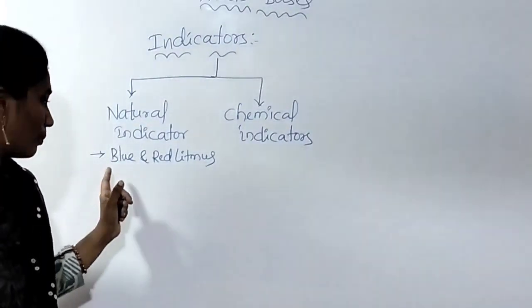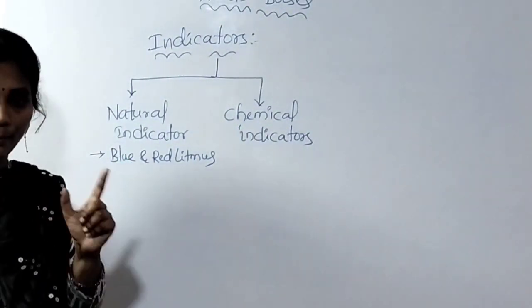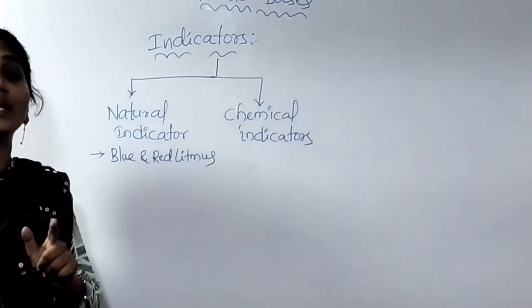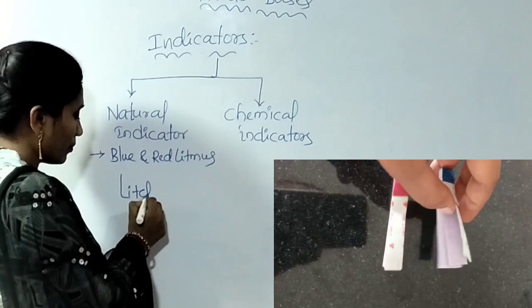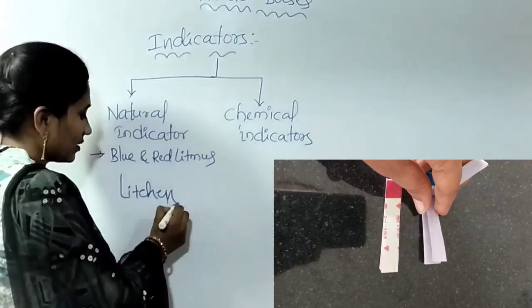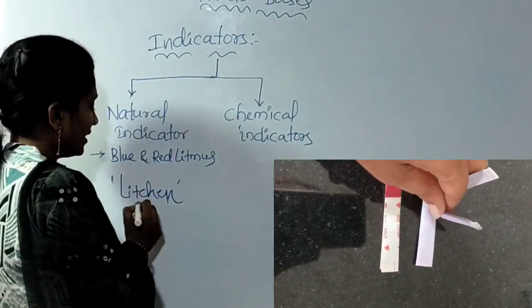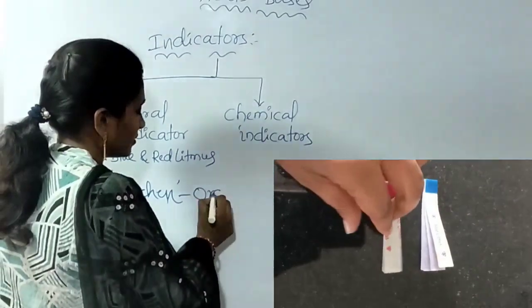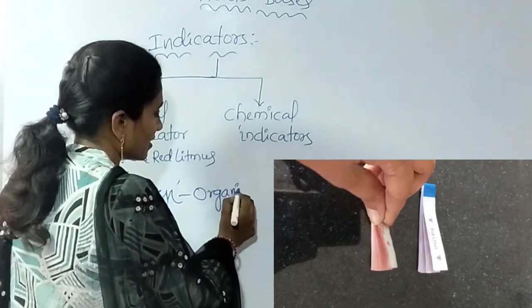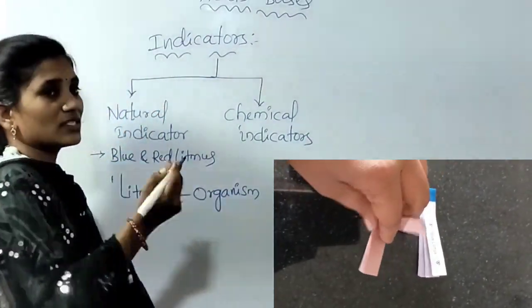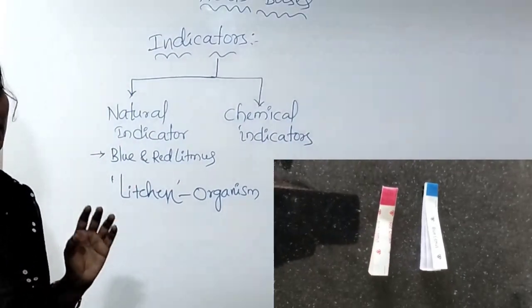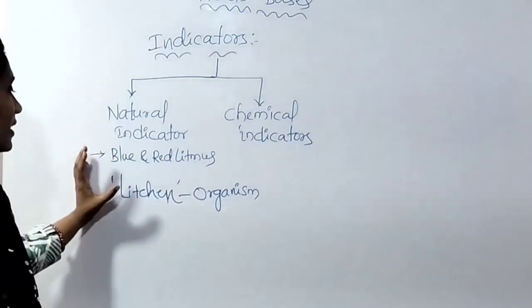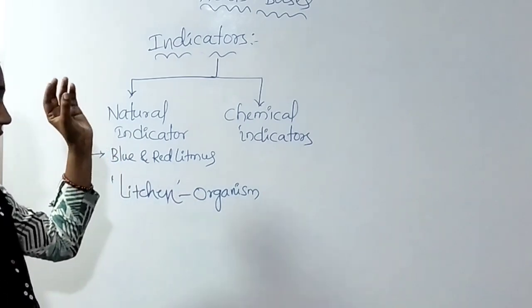So how are blue litmus and red litmus paper made? They are prepared from the lichen organism, from the extraction of lichens. So these blue litmus paper and red litmus paper are the natural indicators.